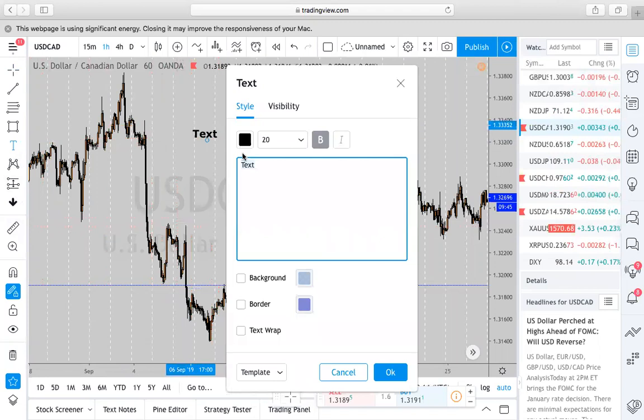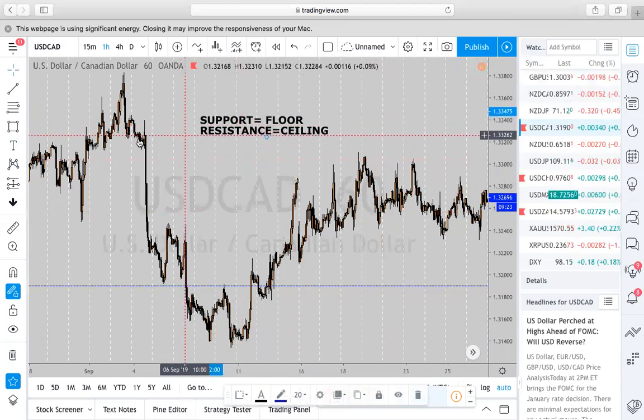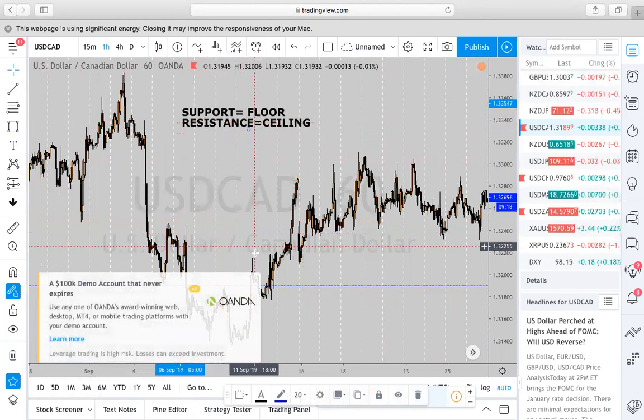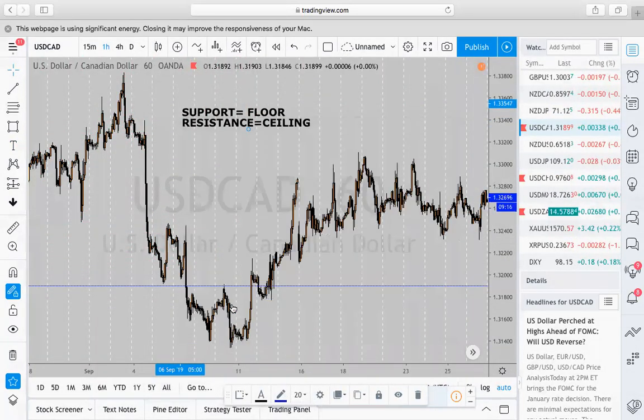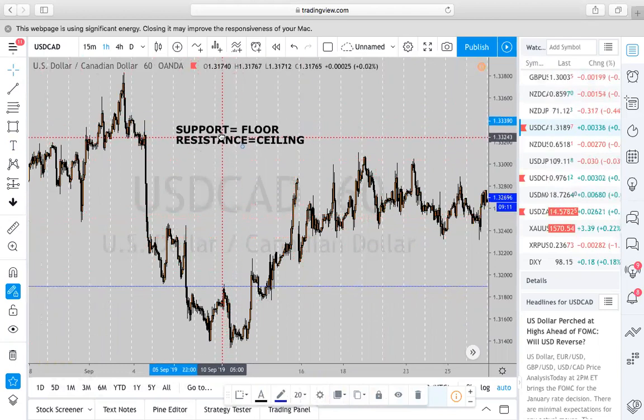So, if you already have the basics and been trading, you know that support equals the floor, while resistance equals the ceiling. Now the truth behind support and resistance, I'm going to explain to you here shortly.